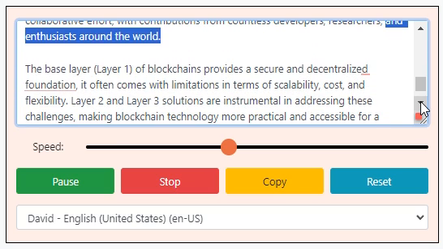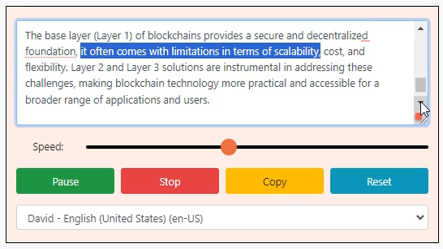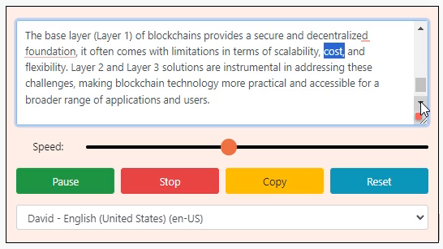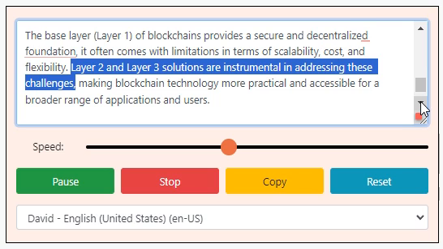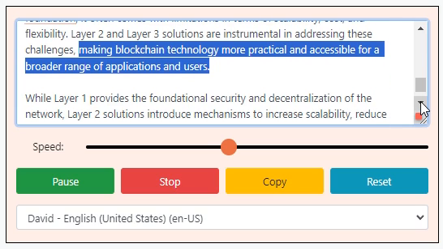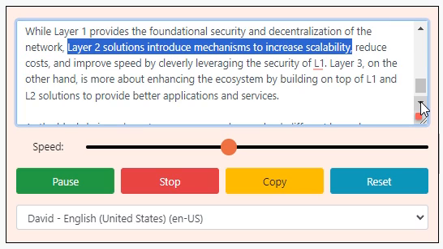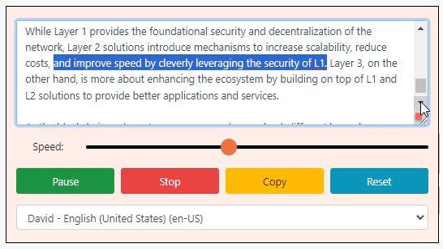The base layer, Layer 1, of blockchains provides a secure and decentralized foundation. It often comes with limitations in terms of scalability, cost, and flexibility. Layer 2 and Layer 3 solutions are instrumental in addressing these challenges, making blockchain technology more practical and accessible for a broader range of applications and users. While Layer 1 provides the foundational security and decentralization of the network, Layer 2 solutions introduce mechanisms to increase scalability, reduce costs, and improve speed by cleverly leveraging the security of L1.